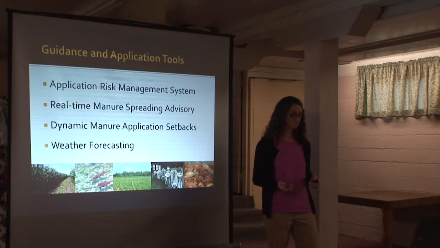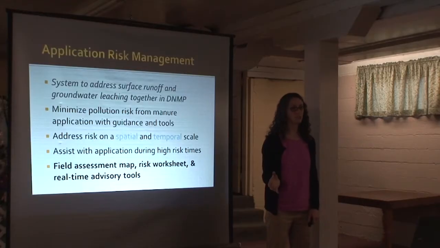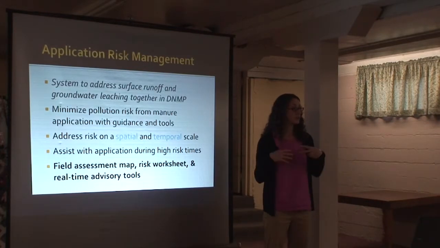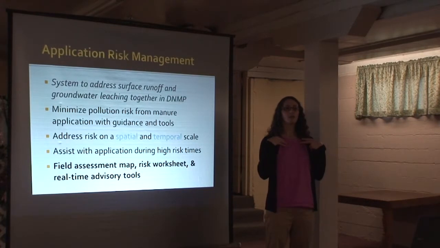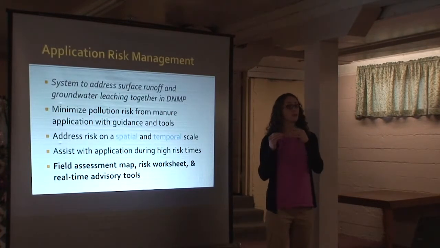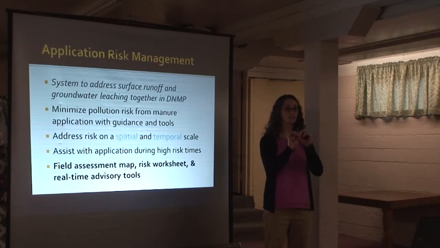So the first one is what we call ARM, or Application Risk Management, which looks at all these different pieces. This is a system to look at runoff and groundwater leaching together in your dairy nutrient management plan, and to give you guidance on a spatial, meaning each individual field, and temporal, meaning a season by season or day by day perspective, and risk analysis.